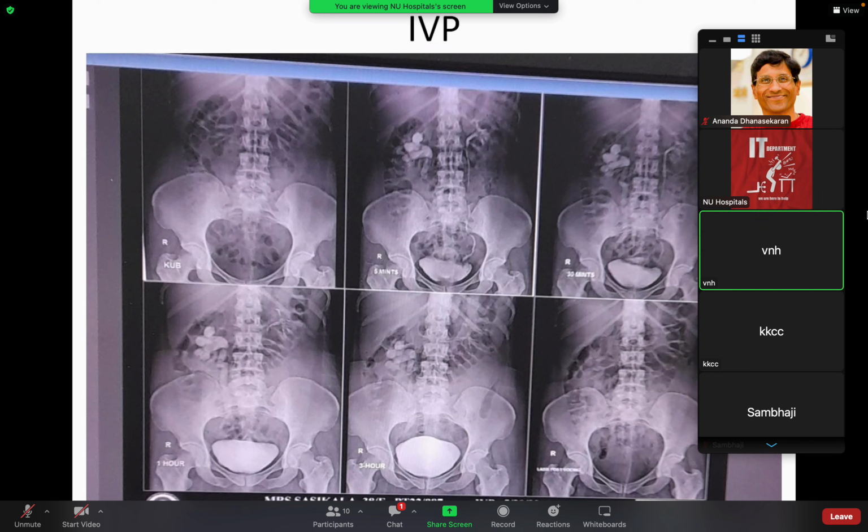Just to add to it, don't assume that in the KUB X-ray it's only these things. You could also see the shadow of a bladder. You could see a soft tissue shadow in the pelvis. In a female, it may be uterus, it may be ovarian cyst. In a male, it could be the bladder.